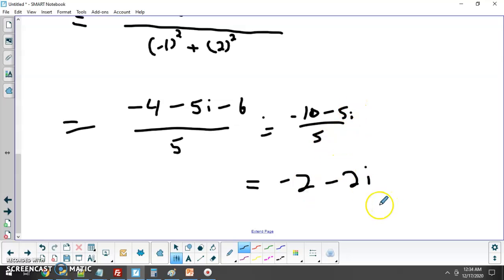But I did make a mistake. Did you catch my mistake? If I take 5 and I divide by 5, it's not 2, it's 1. So we have negative 2 minus i.